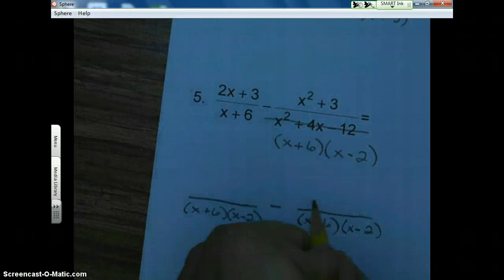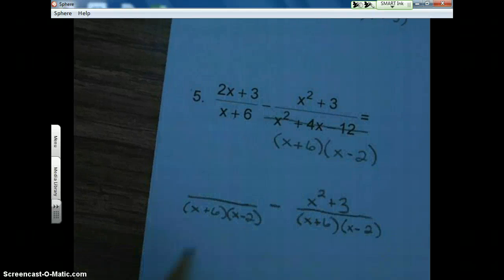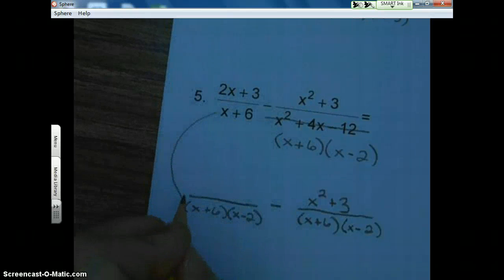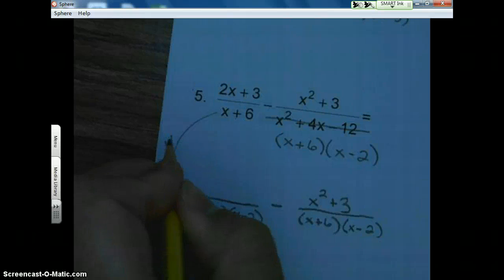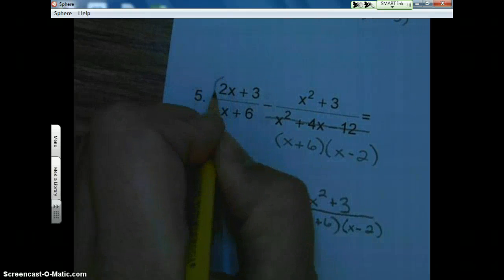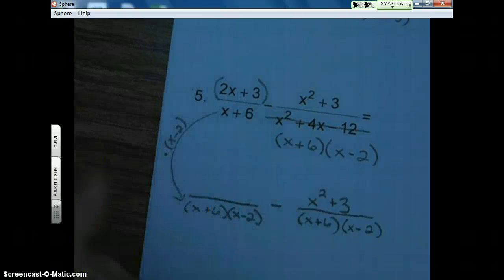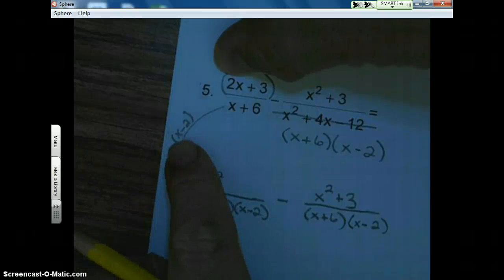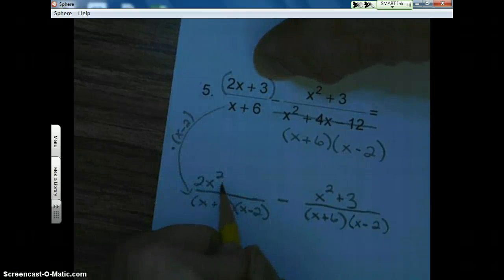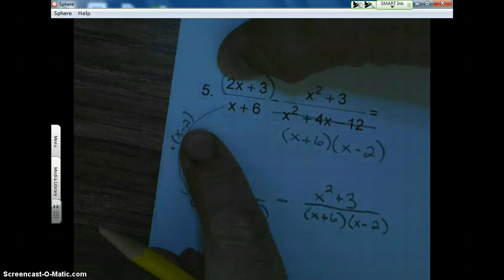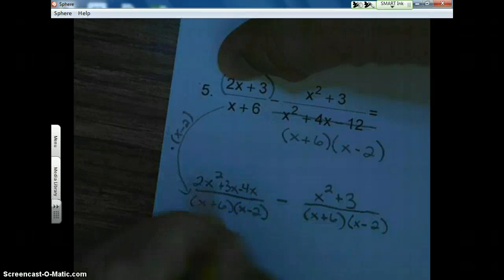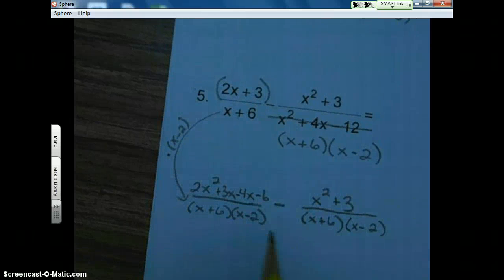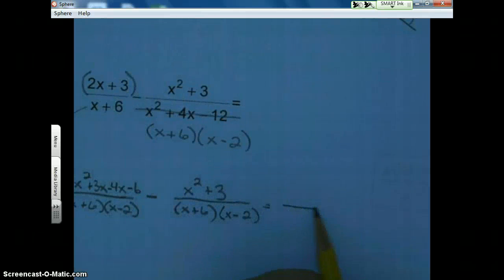Denominator didn't change. Numerator doesn't change. The denominator changed by x minus 2. So we're going to multiply the numerator times x minus 2. First terms, outer terms, inner terms, last terms. Okay, denominator stays the same.